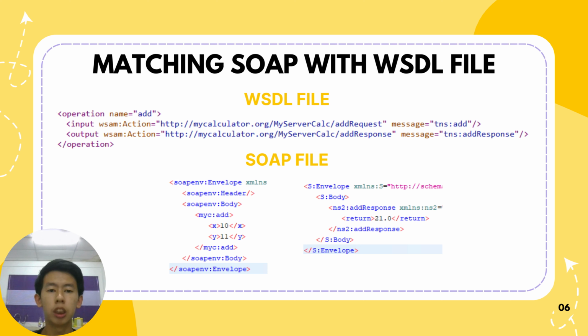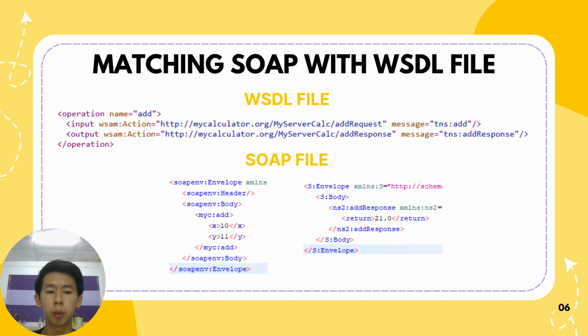So now I will show the relation between the WSDL file and the SOAP file. In the first row of the WSDL file, we can see operation equals add. The operation add relates to the SOAP file, which is ns1:add at the fourth row of the SOAP file. Next is the input, using tns:add, which also relates to the SOAP request, where we input the values of x and y, which are 10 and 11 respectively.